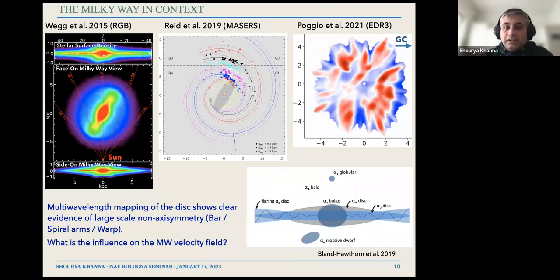So we know that if you put all of these ingredients together, we pretty much have a galaxy that is not axisymmetric. We have a lot of these non-axisymmetric features at different scale lengths and scale heights. So if you're interested in the kinematics of stars, you want to know what the influence of each of these is on the velocity field.